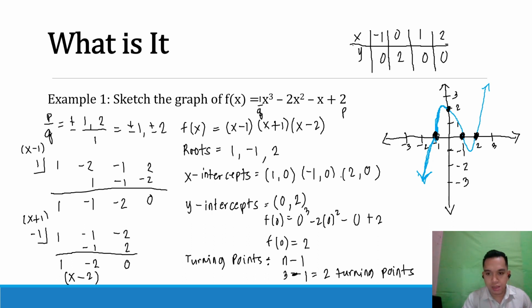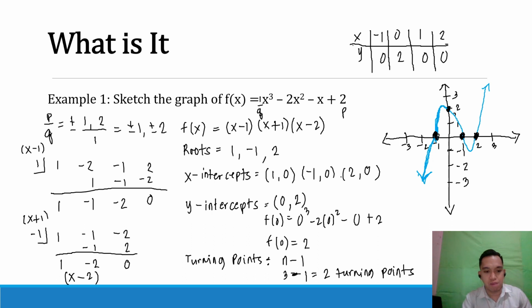Magpapass through ka dyan sa ating y-intercept. Then, lalagpas. Then, pupunta ka dito sa ating x-intercept na 1. 1, 0. Okay? So, magpapass through, lalagpas ka dyan sa ating x-intercept. Kasi ang ating multiplicity ay odd. Kapag even ang multiplicity mo, magbabounce back ka lang. Hindi siya lalagpas dito sa ating x-intercept.